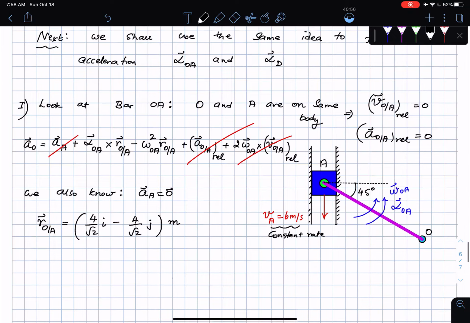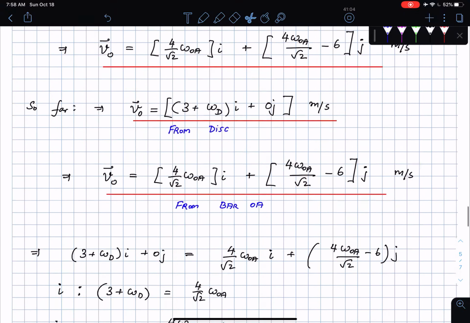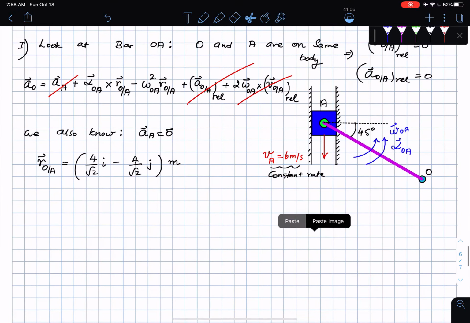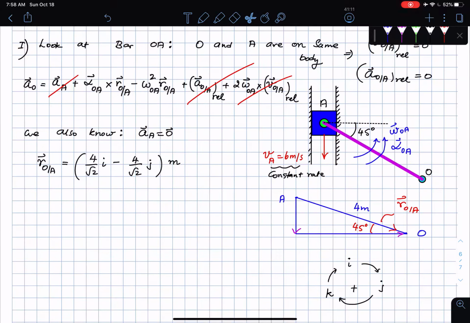If you want, you can bring this figure from here. So I can bring both these things from there. I'm going to copy that and bring that down here. So this is also known to us, and so I'm just going to start substituting. So acceleration of O is going to be alpha OA cross R O slash A. Now let's see what I can do here.